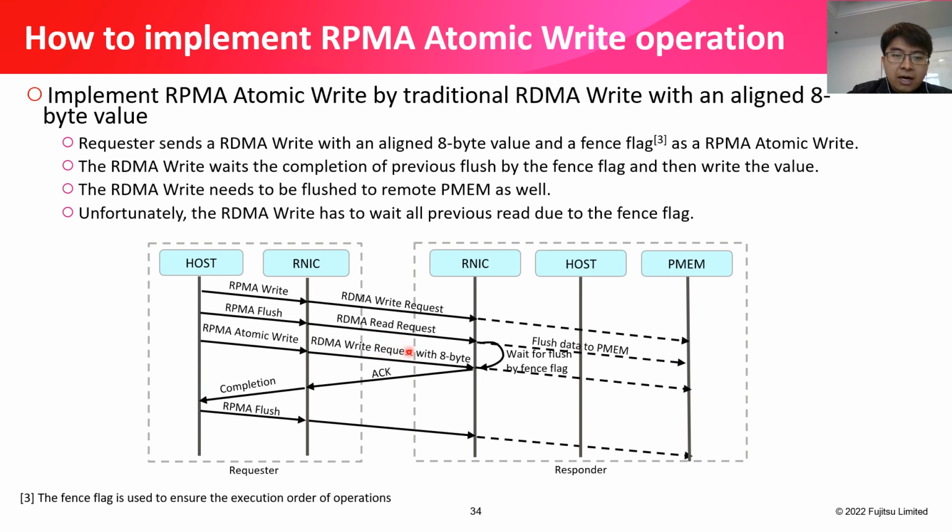Requester sends a RDMA write with a lined 8-byte value and a fence flag as a RPMA atomic write. The RDMA write waits the completion of previous flush by the fence flag and then writes the value. The RDMA write needs to be flushed to remote PMEM as well. Unfortunately, the RDMA write has to wait all previous read due to the fence flag.